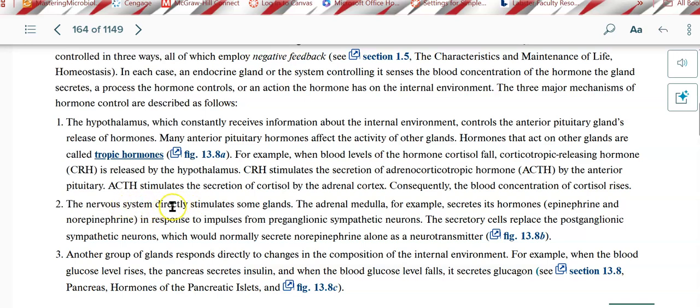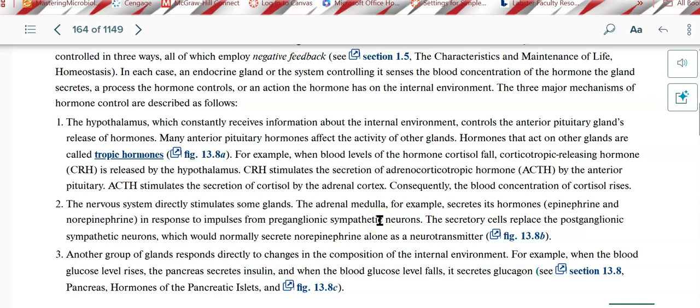Second way is the nervous system can directly stimulate some glands. The adrenal medulla secretes hormones epinephrine and norepinephrine, which are also known as adrenaline and noradrenaline. So this is in response to impulses from preganglionic sympathetic neurons. Remember, the sympathetic nervous system is associated with fight or flight.